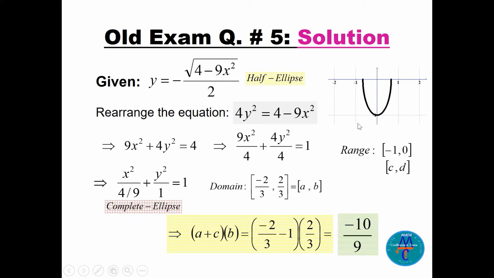That's the little trick. So let's see, the domain will be from minus 2 over 3 to 2 over 3, because you take the x-intercept, y equals 0 here. And then the range becomes from minus 1 to 0, because that's half the ellipse. That's why in the question we don't use the d, because it would be 0. So a plus c is minus 2 over 3 minus 1, in the bracket, multiplied by the b, 2 over 3. So this becomes minus 2 minus 3 over 3, and the final answer is minus 10 over 9.